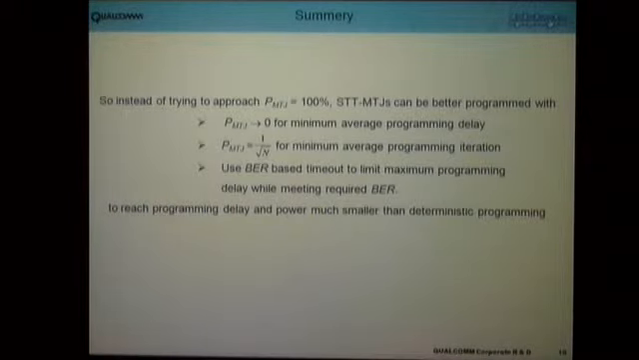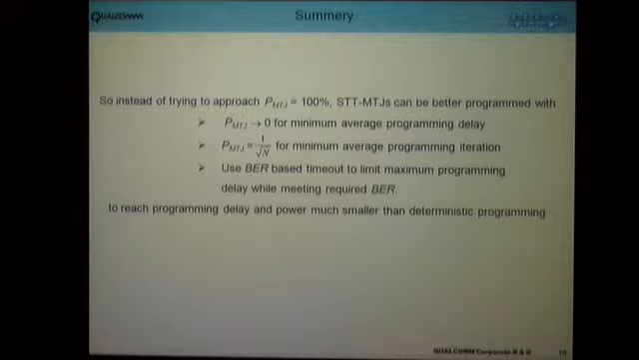So to summarize, instead of being limited by the conventional memory design paradigm of using deterministic switching, where we try to approach a switching probability of 100%, we should actually use a switching probability as small as possible. That sounds a little paradoxical. But the fact is that the smaller it is, the less likely you are to overprogram. Then you can save power and time.